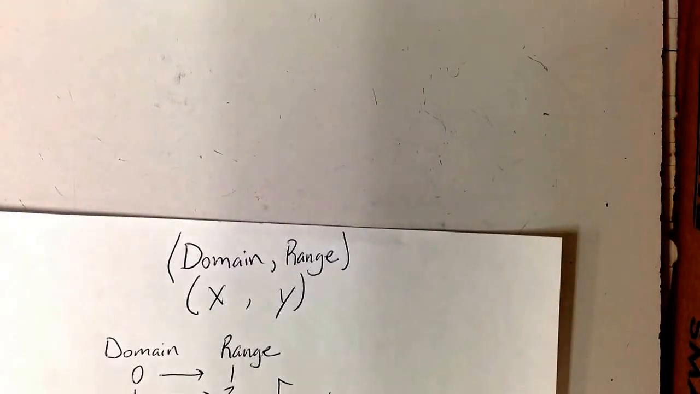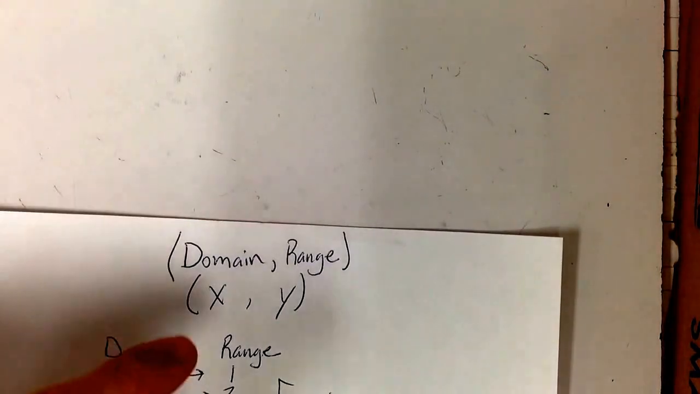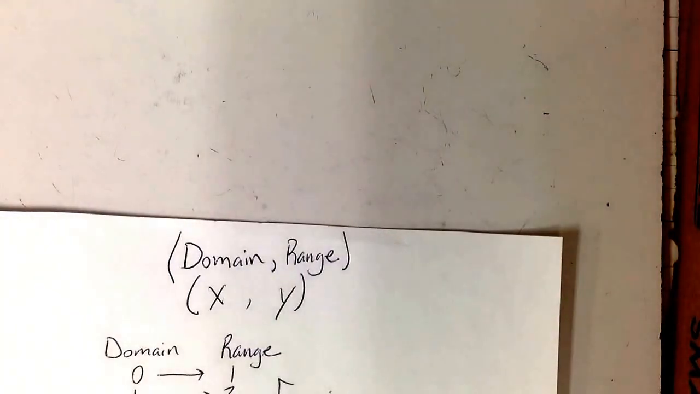Alright, this is lesson 8-1, talking about relations and functions. Today there's a couple of vocab words that you need to know, and we're starting off with domain and range. Now, the domain of a function are all of your x values, and your range will represent the y values.